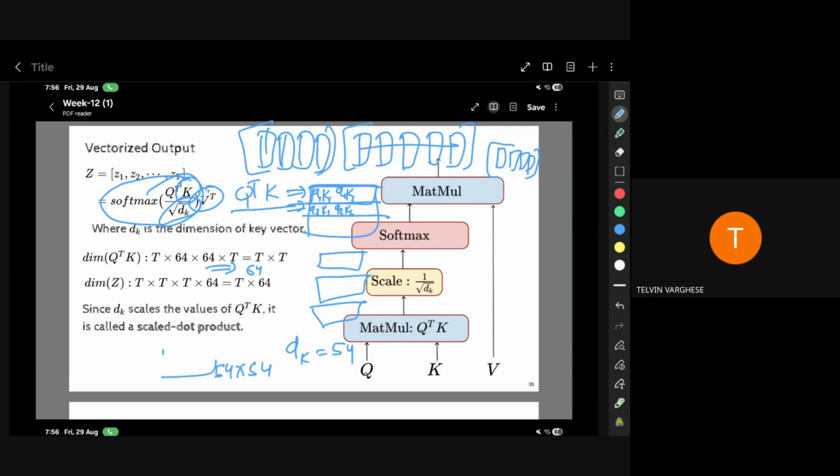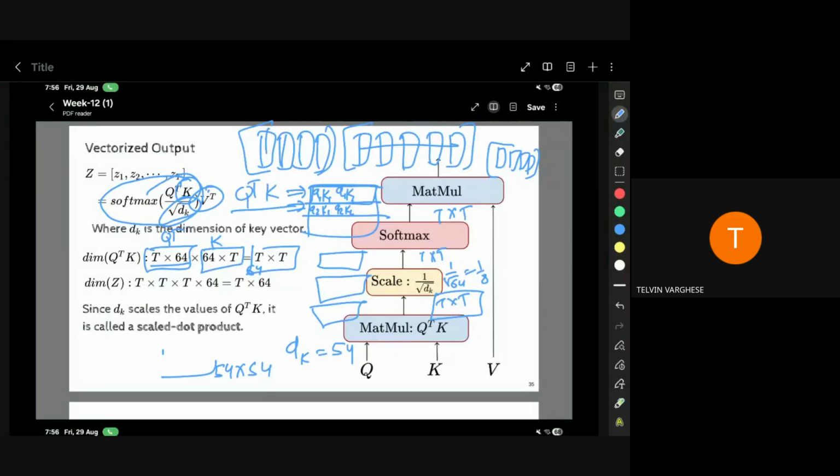Okay, so here some dimension computation is there. Now, of course, if you multiply, let's say, T cross 64 with 64 cross T, right? So this is Q transpose and this is K. You will get a T cross T matrix. Now, if you divide it by a scalar value, under root 1 by 64, which is 1 by 8, you can do that. It will not change the dimension of this matrix. Again, we'll have T cross T. You take softmax, that will also not change the dimension.